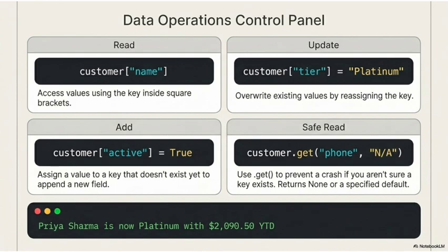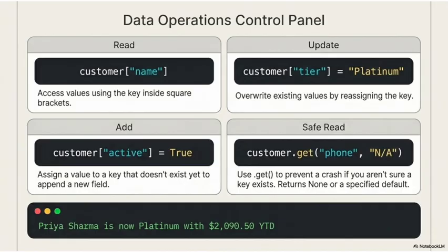The Data Operations Control panel here shows the 4 fundamental things that you can do with a dictionary: read, update, add, and safe read. Read. Customer, brackets, name as a string, access a value using its key inside square brackets. Update. customer tier is equal to platinum, overwrites an existing value by reassigning the key.